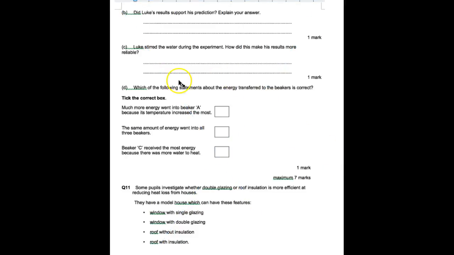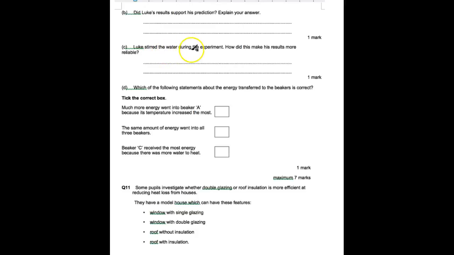Okay, so did Luke's results support his prediction, and explain your answer? Yes, Luke's results supported his prediction. Why did they? How do we know they supported his prediction? Because the larger the volume of water, the less the temperature increase. So you needed to see the pattern, okay? So explaining your answer is all about just describing the pattern that you could see there.